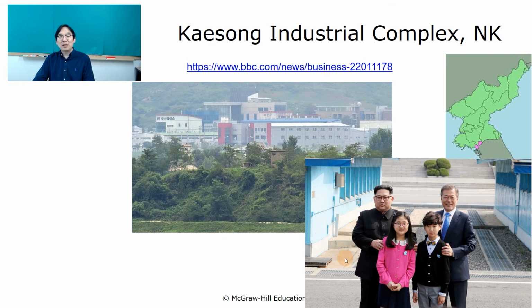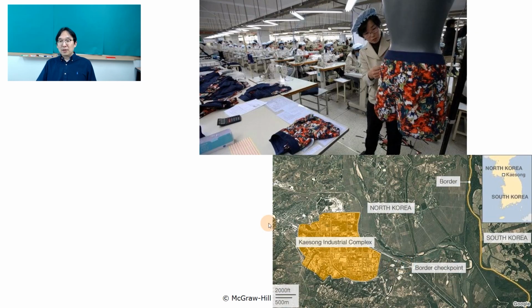I told you about the Kaesung Industrial Complex, which is in this area. This is the splitting line between North and South Korea. And then the Kaesung area is this one. My wife's family is from this area, by the way. And this is the place where North Korea set up a complex where South Korean companies can invest and build up their factories, and then transfer some technologies, maybe production technologies.